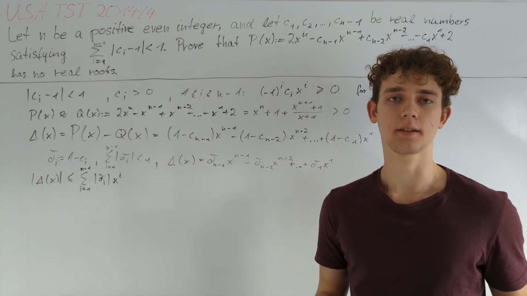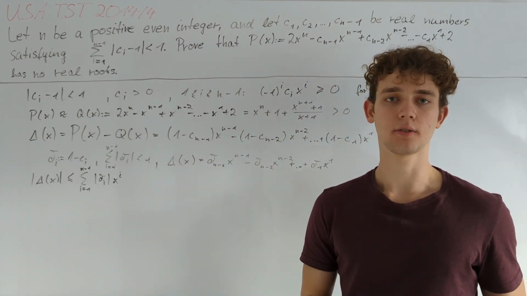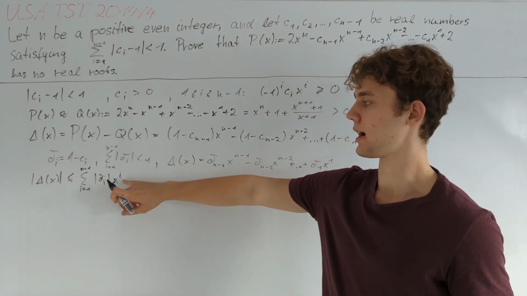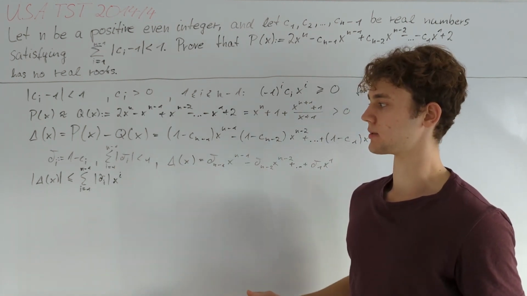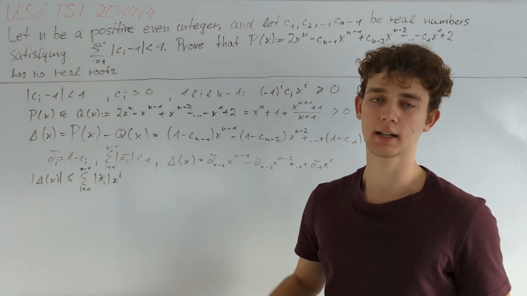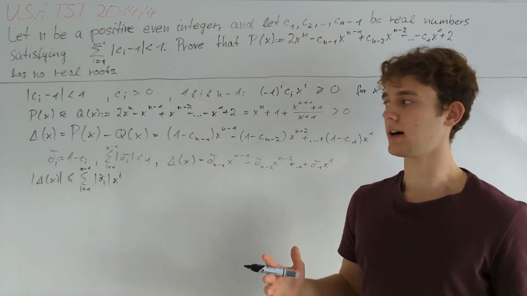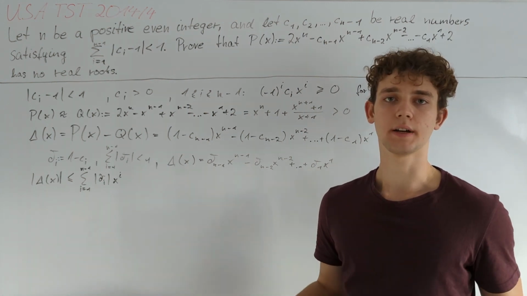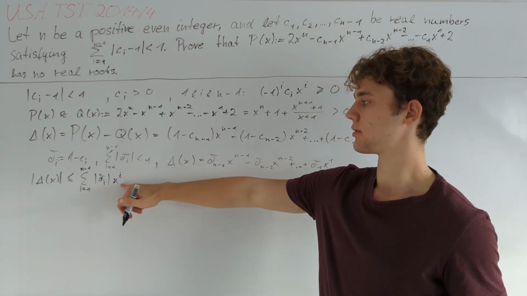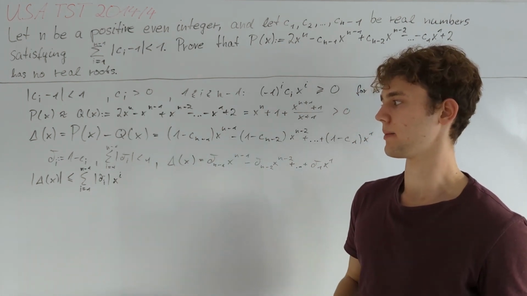Now, this tells us that no matter the choice of x, the largest term is never going to be for some i strictly between 1 and n minus 1. Therefore, to maximize the value of this sum, it would never make sense to put the weight of the delta i in the middle. This motivates us to bound x to the power of i by x to the power of 1 and x to the power of n minus 1.